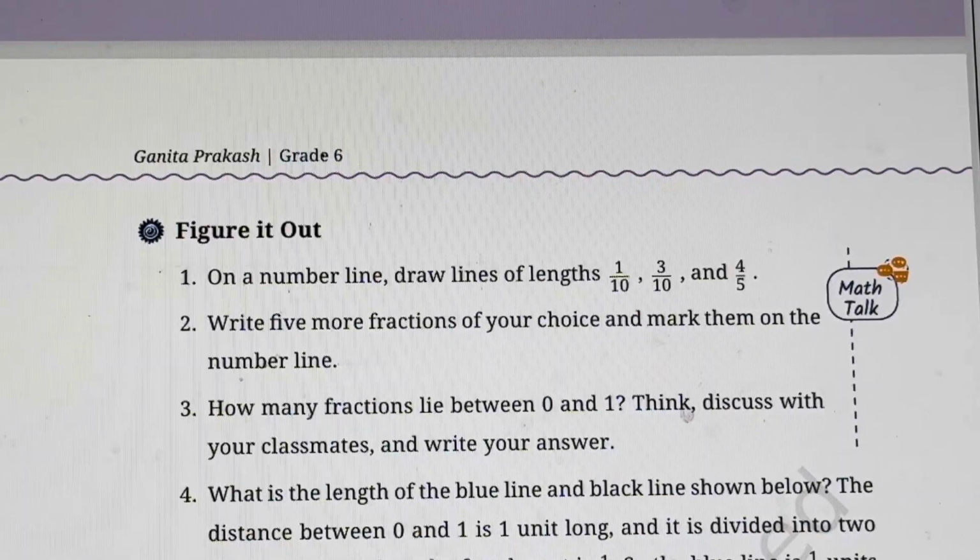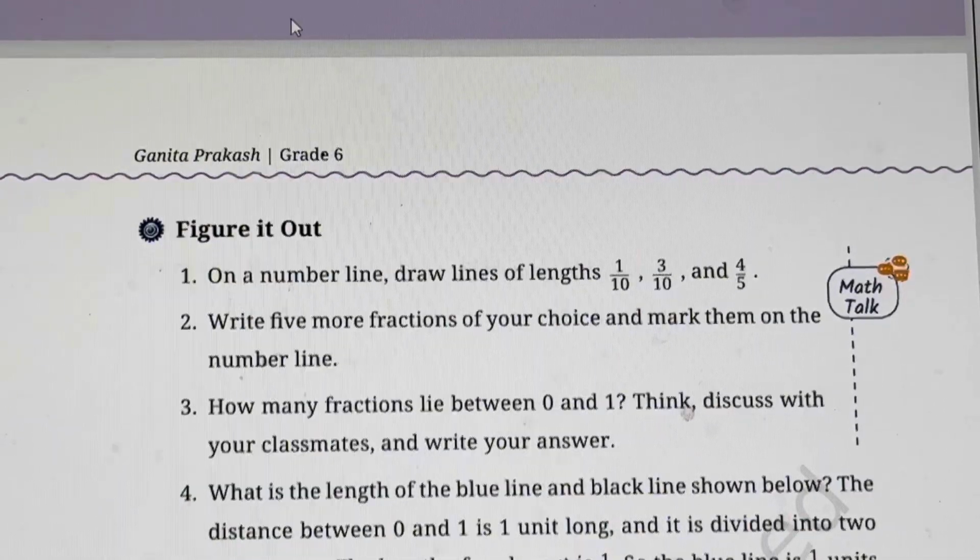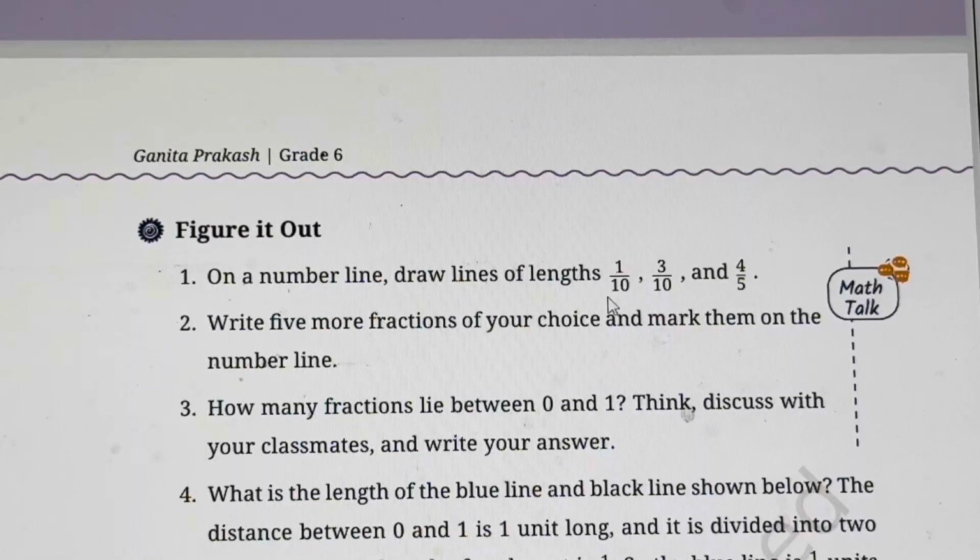Question number 1 of the figure it out exercise, which is given on page number 160. Right? So the first question says, on a number line, draw lines of length 1 upon 10, 3 upon 10 and 4 upon 5. Now here, 1 upon 10 is okay, because both the denominators are the same. So you know that you have to divide 0 and 1 into 10 equal parts. But what to do with 4 upon 5? How can we represent all these three on the same number line? Yes, you can do that.